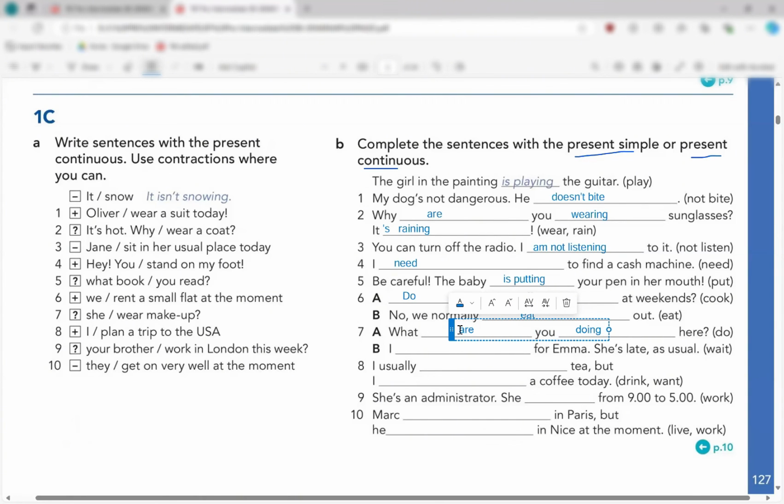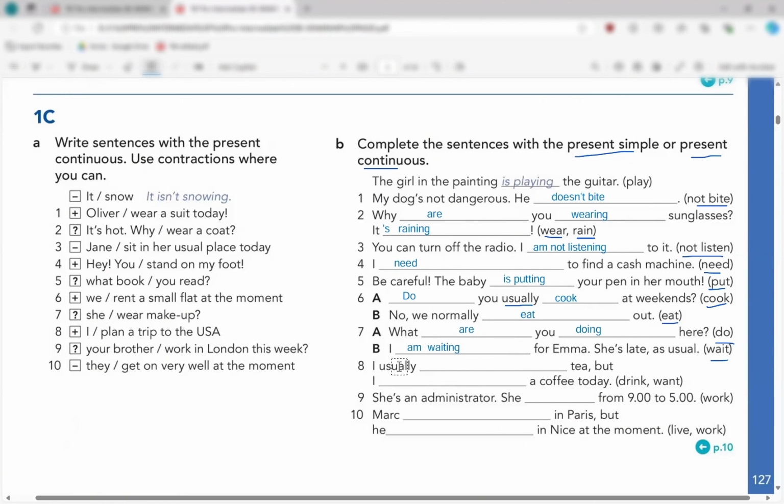So try to understand the meaning of it as well, right? When you want to select which tense. What are you doing here? This is happening now. And then the girl, the verb is wait, right? I'm using the verbs in the brackets, by the way, guys. All the verbs are in brackets. If you haven't understood where I'm getting these verbs from, I'm getting them from the brackets. So here I'm waiting for Emma.